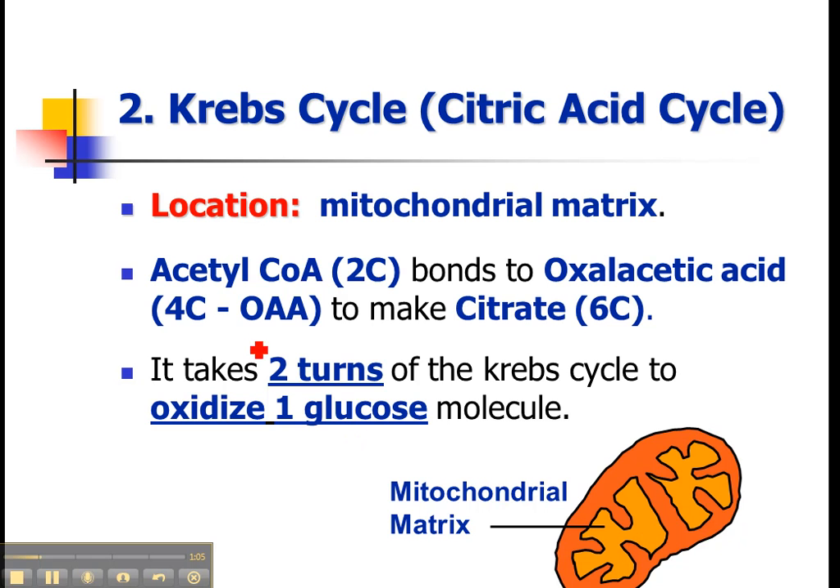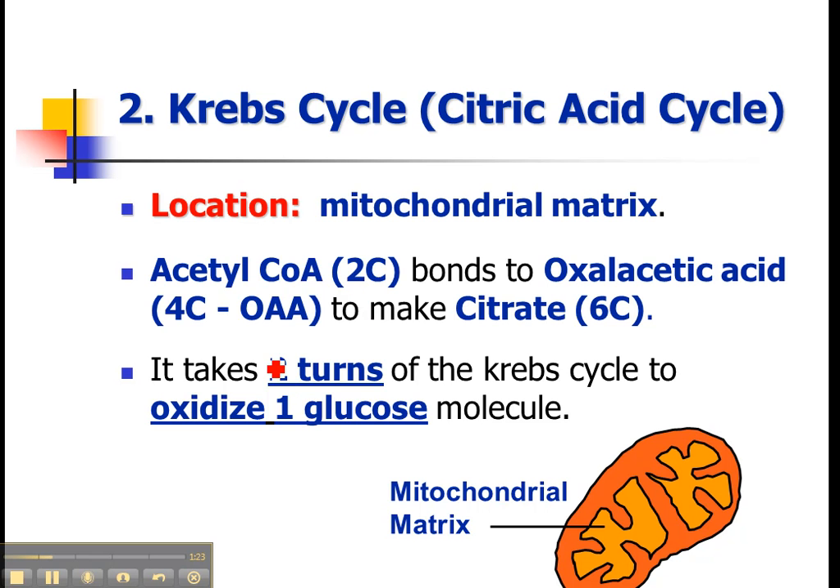So the part of the Krebs cycle that you guys are really going to have to know is this beginning part. Acetyl-CoA, just 2 carbons, and that came in from the transition step, bonds with oxaloacetate, which is 4 carbons, to make the 6-carbon citrate. So 2 plus 4 equals 6 carbons.